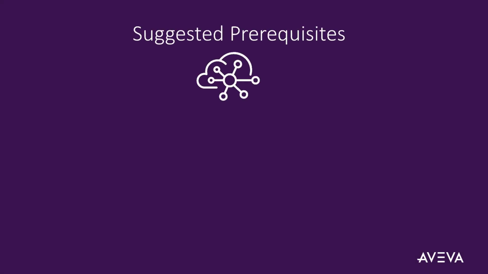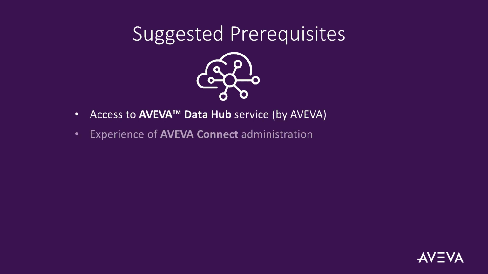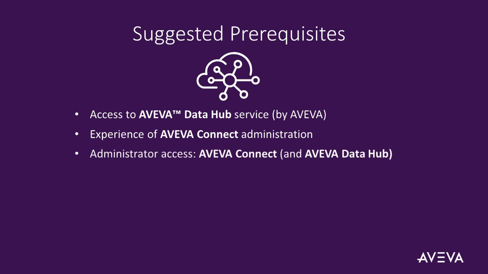To start this work, your AVEVA Data Hub service will be made available to your organization by AVEVA. You should have experience of AVEVA Connect and have administrator access in both AVEVA Connect and AVEVA Data Hub. Administrators in AVEVA Connect are automatically assigned admin access in AVEVA Data Hub when the service is activated.